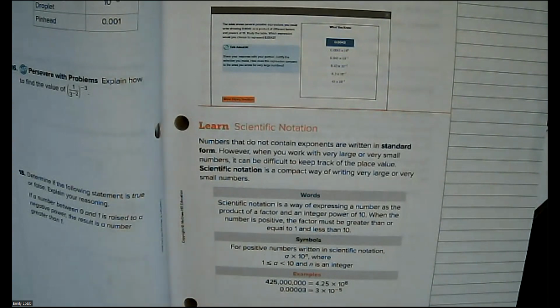Numbers that do not contain exponents are written in standard form. However, when you work with very large or very small numbers, it can be difficult to keep track of place value. So scientific notation is a compact way of writing very large or very small numbers.